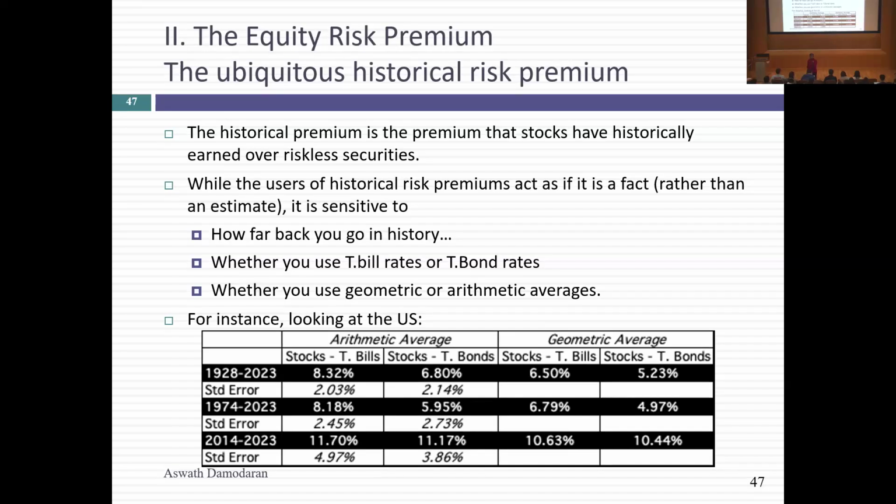Traditionally, how do you compute an average? If I ask you for an average over 95 years, you take the returns every year for 95 years, you add them all up and divide by 95. That's a simple average, also called an arithmetic average. But the second thing I can do is, if I invested $1 in 1928, how much would it be worth in 2023? And compute what's called a compounded average.